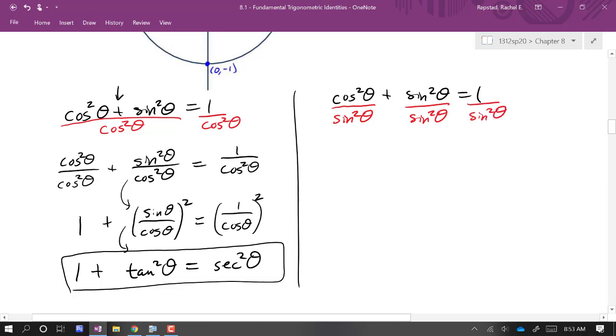So dividing both sides by sine squared means I'm just going to divide each term by sine squared theta. And cosine squared over sine squared is the square of cosine over sine. So that is the square of cotan theta. Sine squared over sine squared is 1, and 1 over sine squared is the square of 1 over sine. So this is cosecant squared theta. And there's the other version.